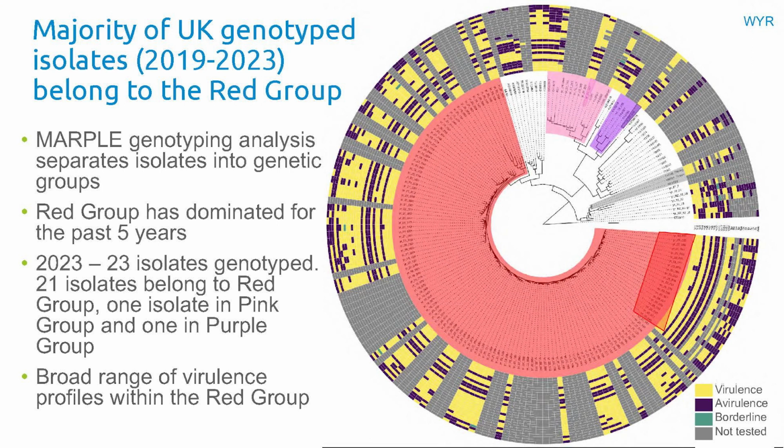So we can say, as a roundup, that the majority of the UK genotyped isolates from 2019 to 2023 belong to the red group. So we have this big phylogenetic tree here. I won't go into too much detail because it's too big to show you in detail, but basically the genetic groups are in these different colours. So the Marple genotyping can separate the isolates into those different groups.